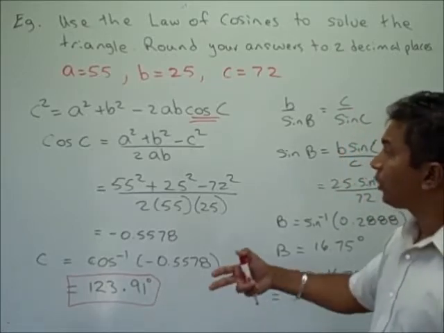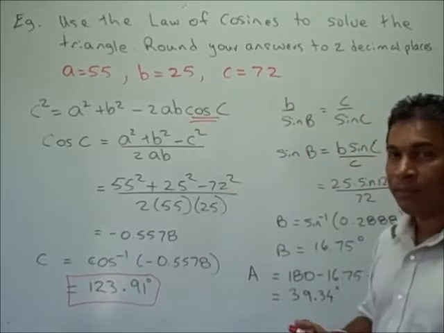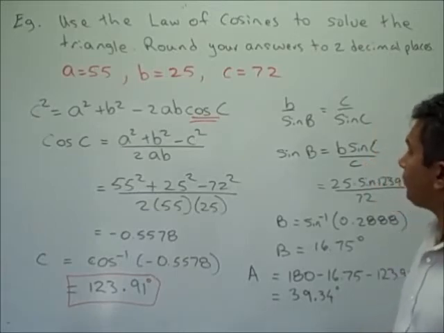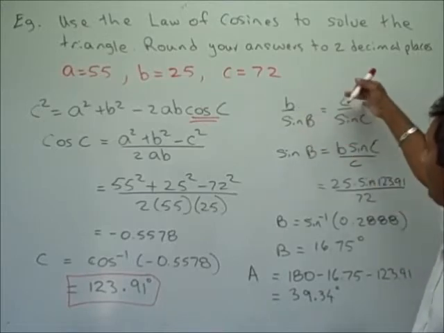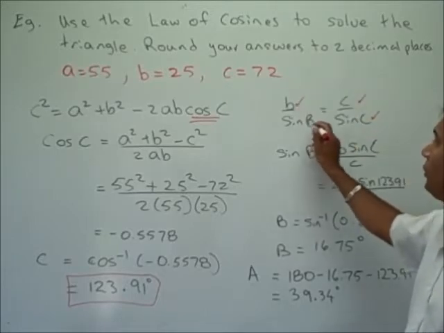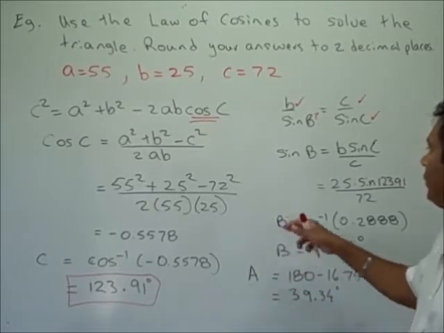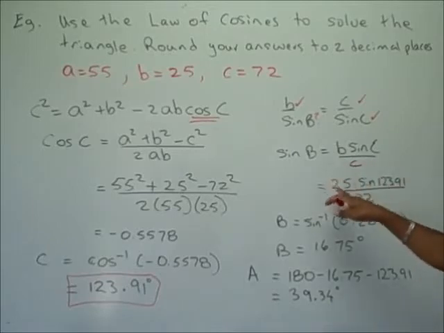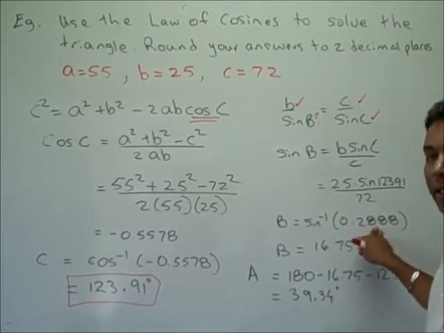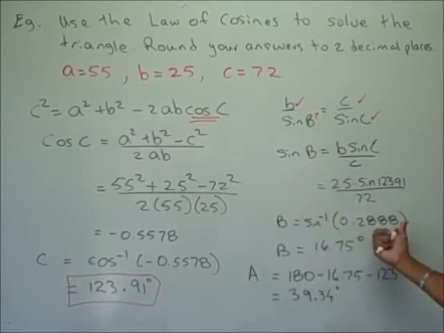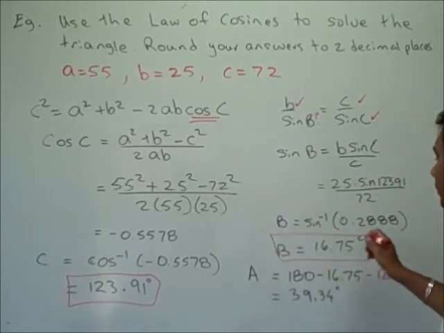Once again, we can use our cosine rule to find angle A and angle B. However, it's generally simpler to go back to our sine rule to find our remaining angles. So now we can use B over sine B is equal to C over sine C, since we have side C, angle C, and side B, which leaves our only unknown to be angle B. Solving for sine B, we have B times sine C all over C. Now substituting for B, angle C, and C, and simplifying this, we get 0.2888. To find angle B, we take the arc sine of that number, so angle B comes out to be 16.75 degrees.